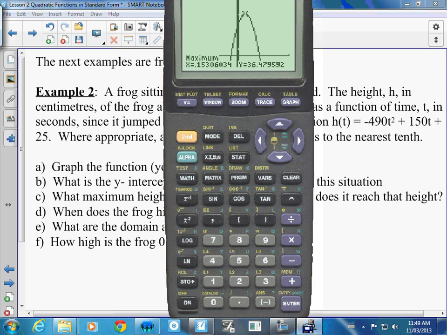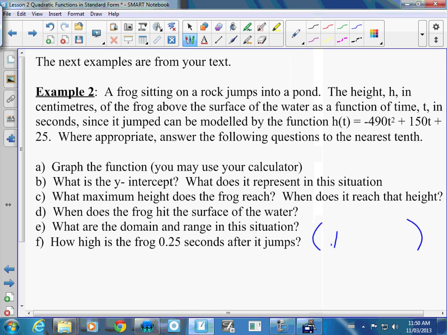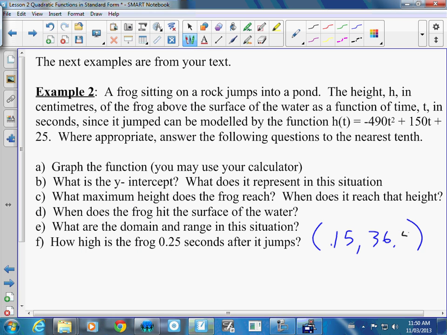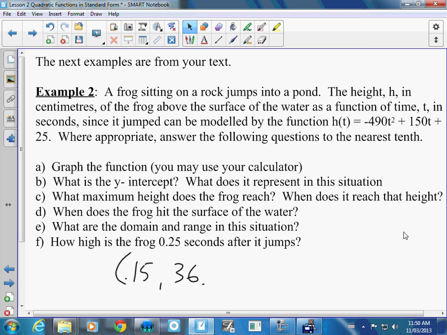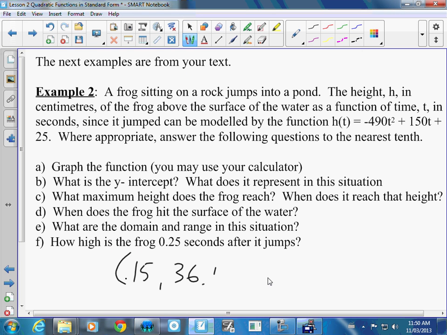The maximum is 0.15, right? That's the x value, so 0.15 of a second. How high is he? 36.4. Okay, that's cool. So our vertex in this case is, what was it, 0.15 and 36 point, what was it again? 0.48. Okay, we'll go to 2 decimal places on both. Let's try this again in the same color. 0.15 and 36 point, what was it again? No, 2 decimal places I want. 48. Thank you. Round correctly, guys. Good.